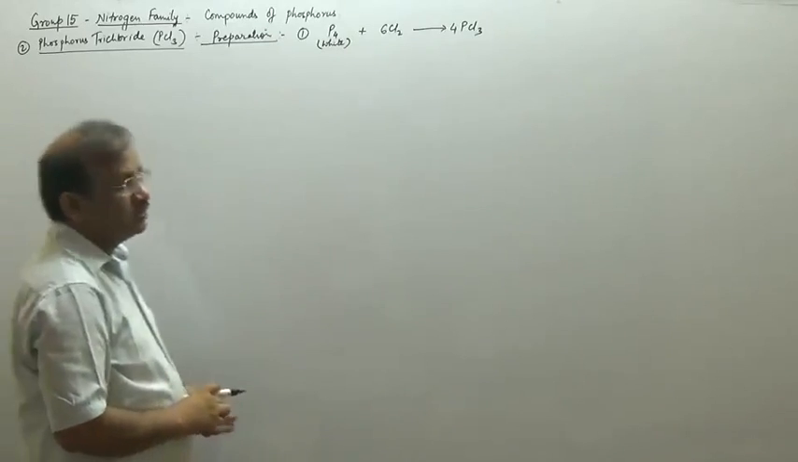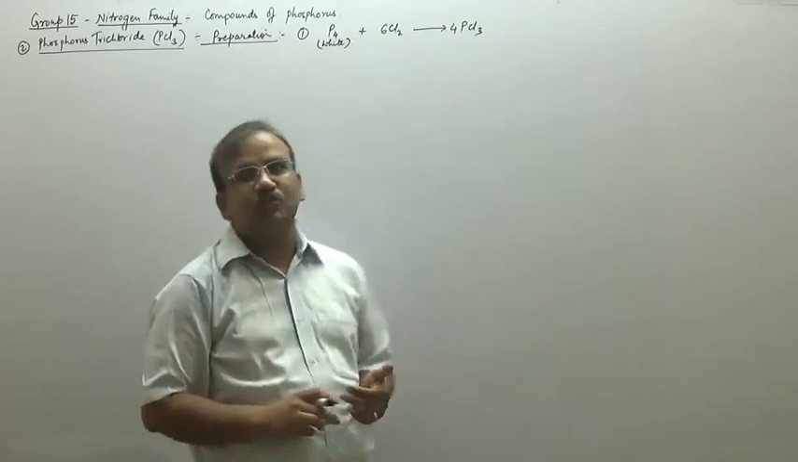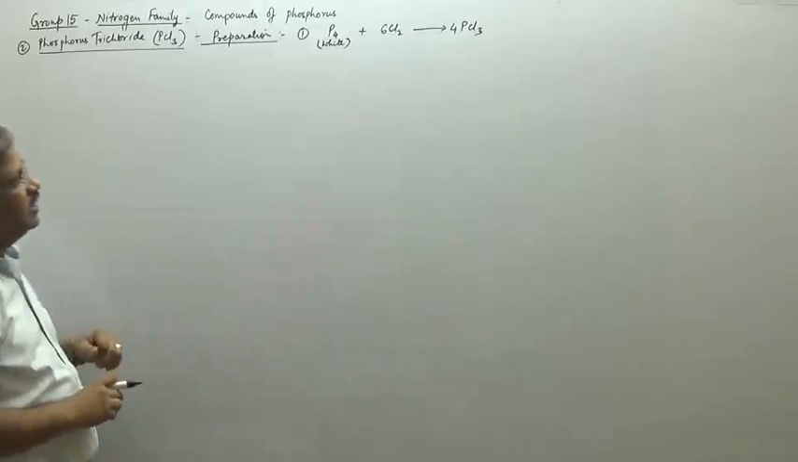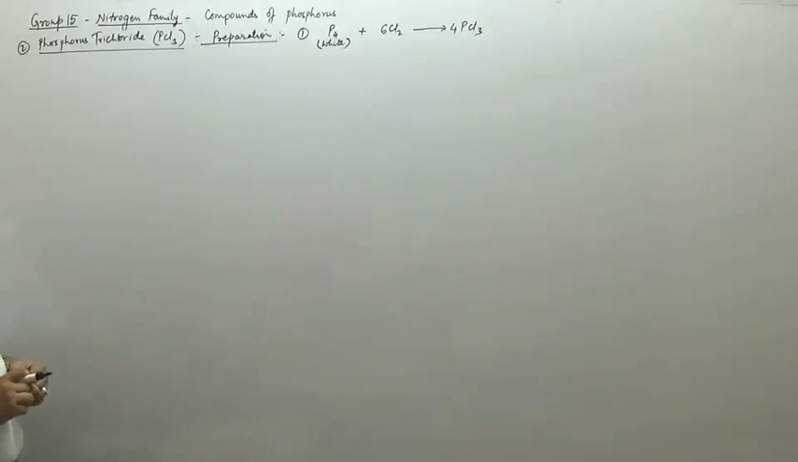So phosphorus exists in the form of two halides. One is the trihalide, the other is the pentahalide. So we are going to discuss the trihalide, and in trihalides we will write how the preparation is.